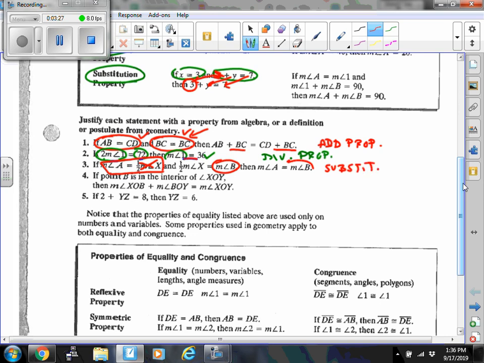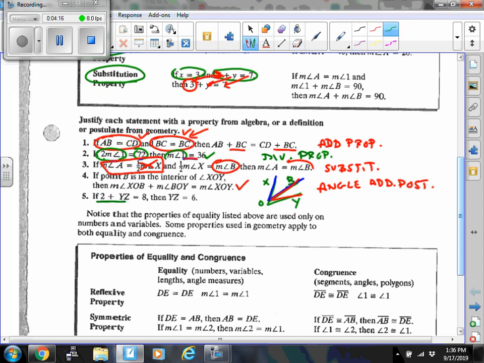You can abbreviate these as long as I can understand it. B is in the interior of angle XOY. So let's draw a picture here. So I've got angle XOY with B in the interior, which means it has to be in here. Well, let's see. That's XOB plus BOY. Oh, that's the angle addition postulate. Ah, that's what that is. Angle addition property. We've already seen that one before. Here we go again. Remember, it's the same as the segment addition postulate. Now we're using angles.